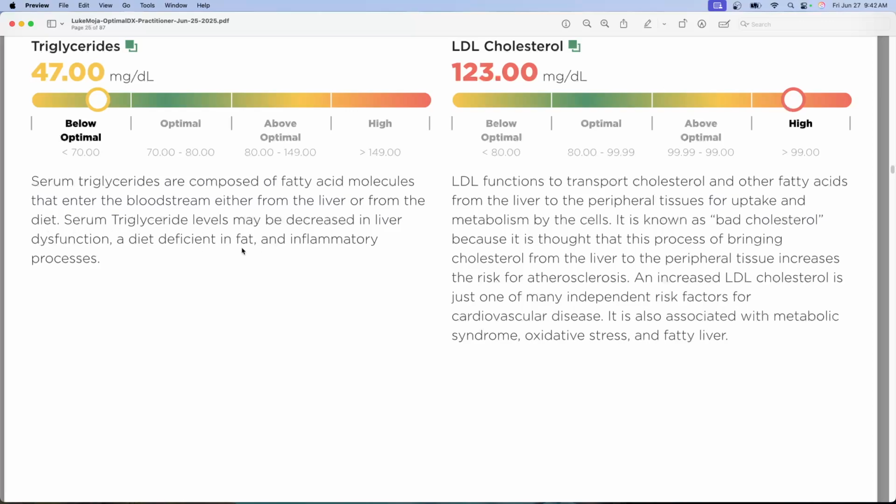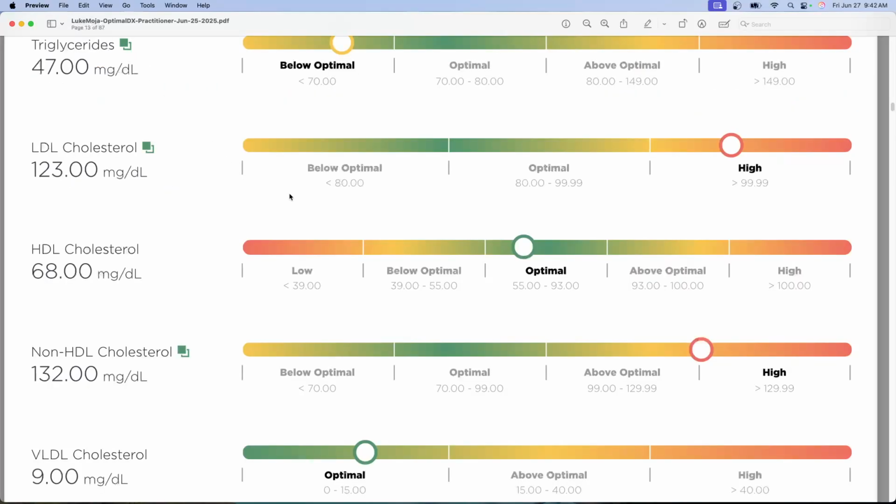Another cause is a diet deficient in fat, but I eat plenty of healthy fats, so I don't think that's it. And inflammatory processes. Again, there could be some kind of inflammatory process from an infection that could be affecting that number. 47 is not terrible, but I would like to see that a little bit higher. Certainly don't want to see it higher than that optimal range.